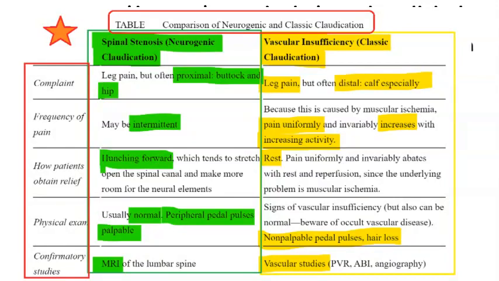Clinically, signs of vascular insufficiency may be present, but it can be normal too. Please be aware of occult vascular disease. There would be sometimes non-palpable pedal pulses, presence of hair loss of the skin. We can confirm it by using vascular studies.